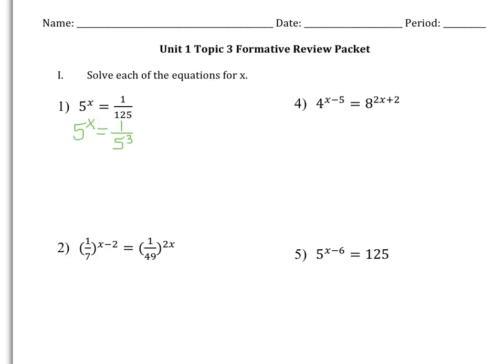Next, I can make this 1 over 5 to the power of 3 to be a power of 5 using negative exponents. Because with negative exponents, you take the reciprocal and make the exponent positive, so it works in the opposite direction as well. So we're going to have 5 to the power of x equals 5 to the power of negative 3. Now that my bases are the same, I can use a property of exponents that says when the bases are the same, then the exponents must be equal, and I can set up a new equation where I set the exponents equal to each other. So I'm going to have x equals negative 3, and that's going to be my final answer.